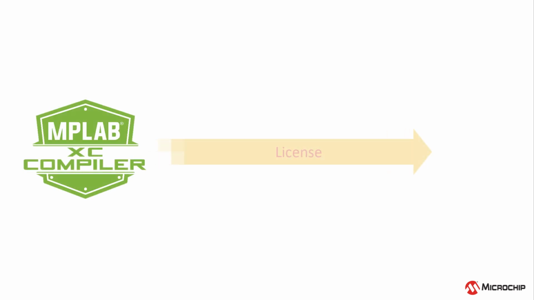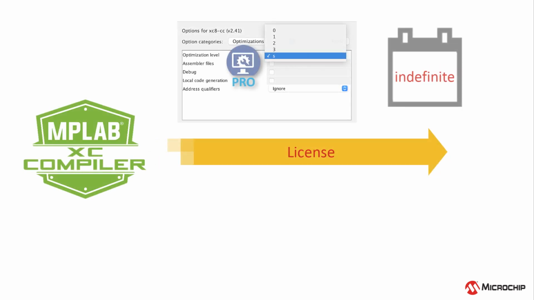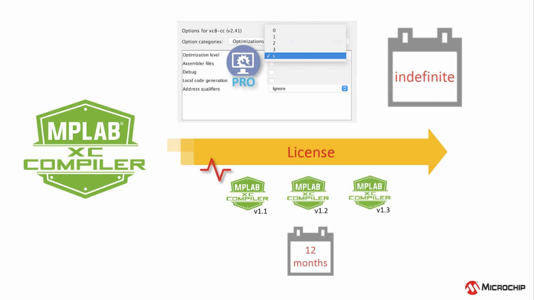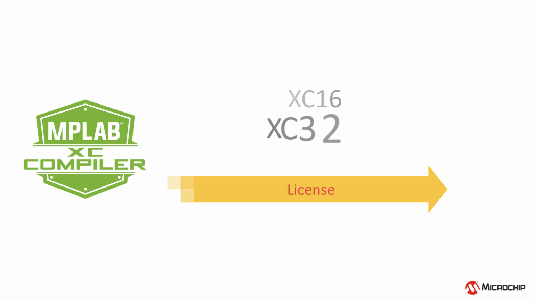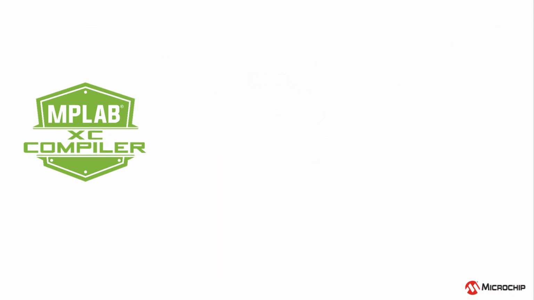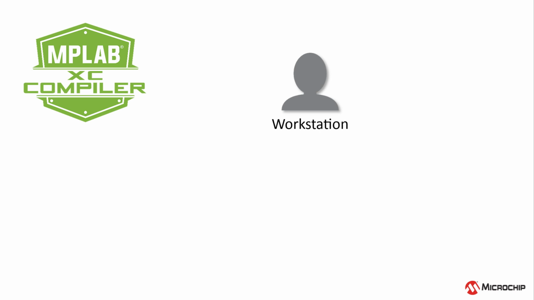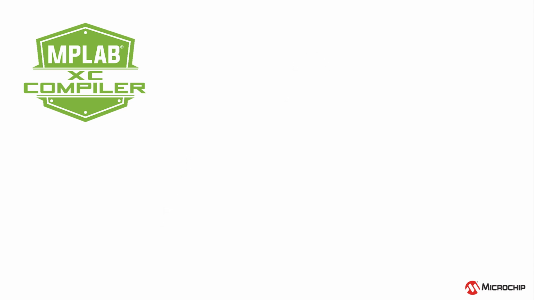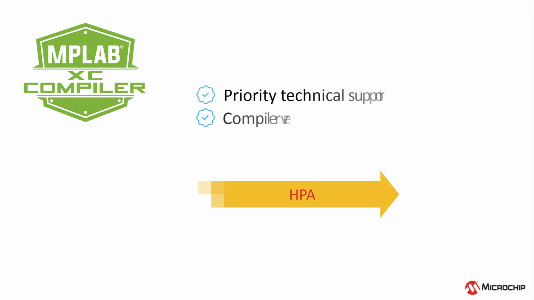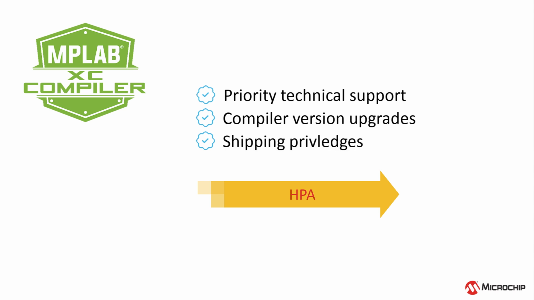Purchasing a compiler license permits indefinite use of Pro optimizations with any compiler released within 12 months of the license's activation, and the One license enables MPLAB XC compilers for all Microchip device architectures. Choose from single-seat workstation licenses, multi-seat network licenses, and pay-as-you-go subscription licenses. Priority technical support and version upgrades can be renewed for an additional 12 months with High Priority Access, or HPA.